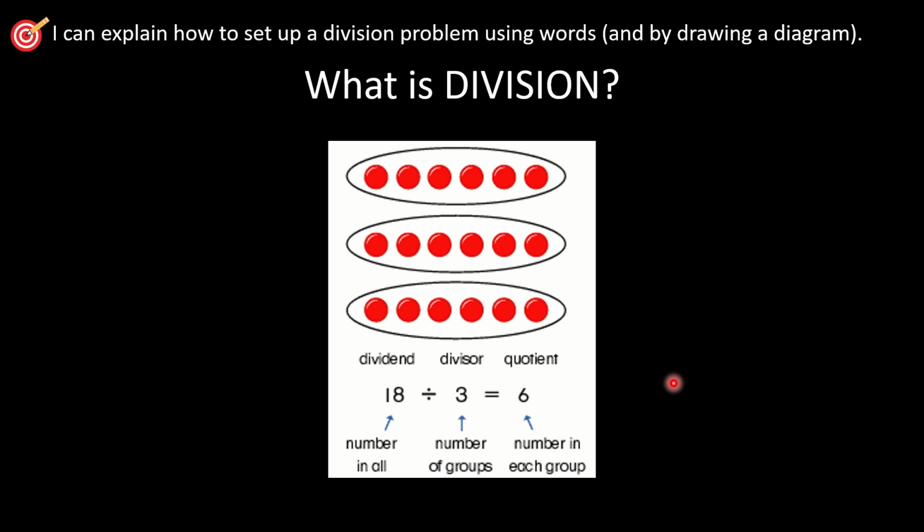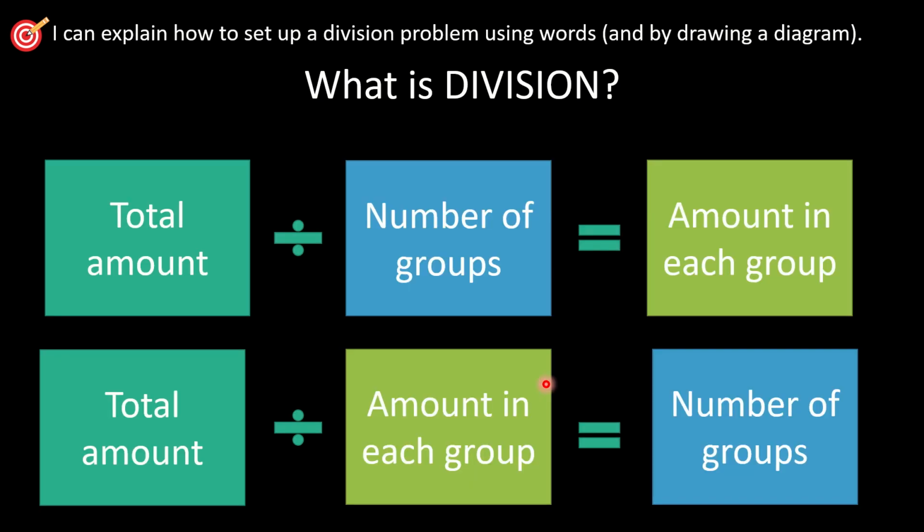We can also think about that as number in all, and we could say number of groups. Instead of number of groups here, we could say number in each group would equal number of groups. So like this. So our total amount divided by the number of groups will give us the amount in each group, or the total amount divided by the amount in each group will equal the number of groups. Sometimes it makes more sense to do it one way over another way.